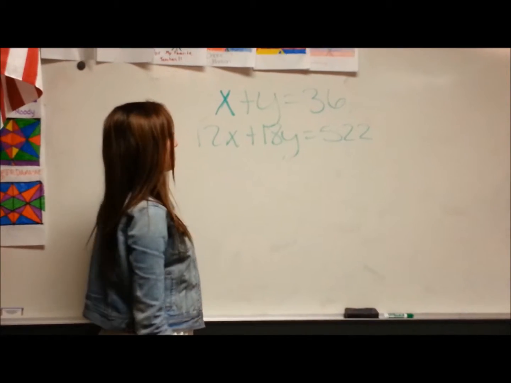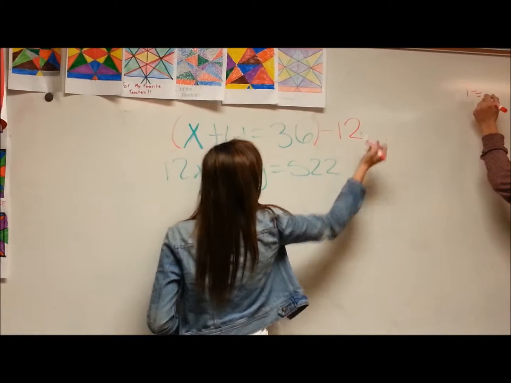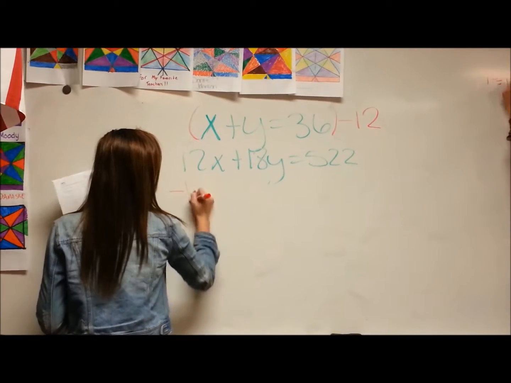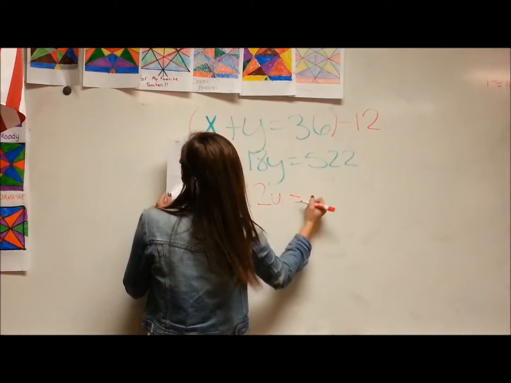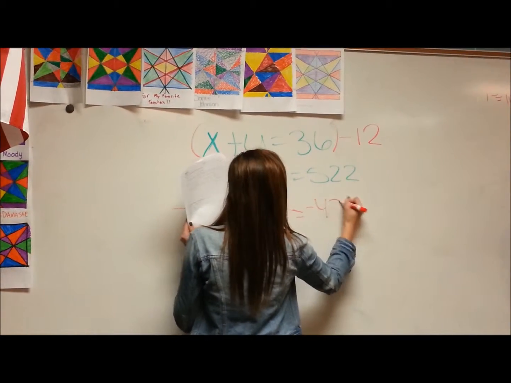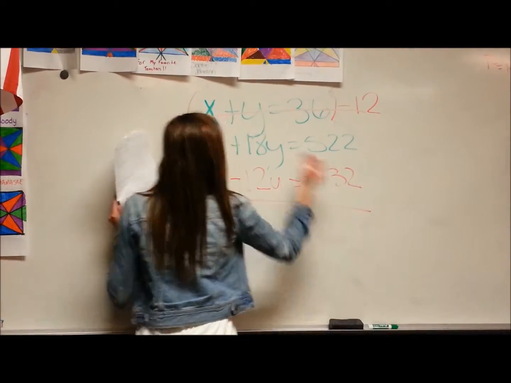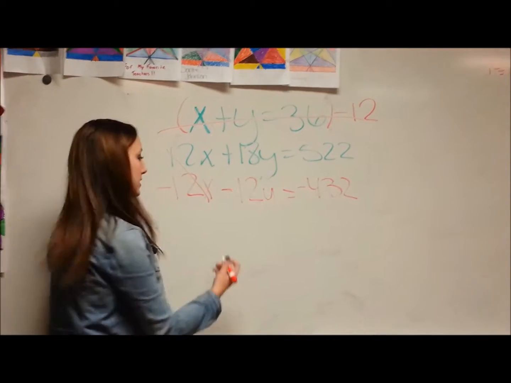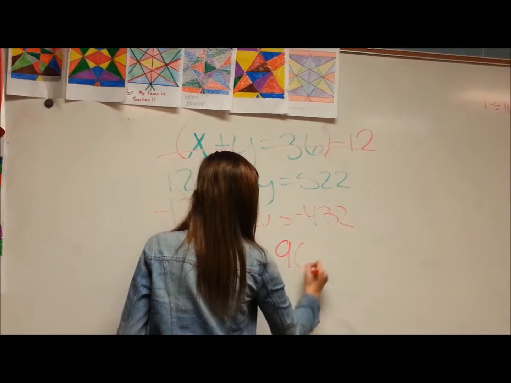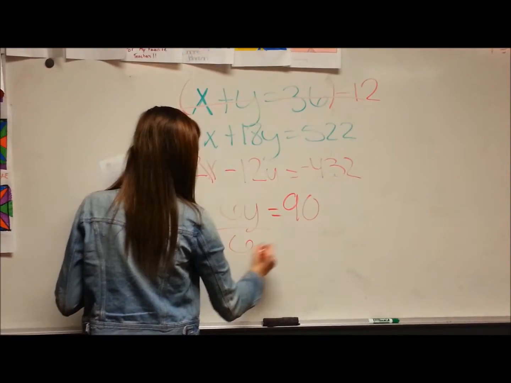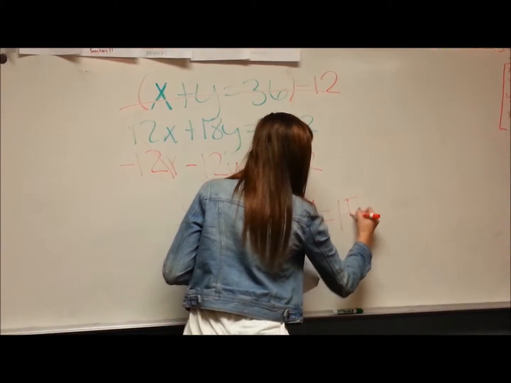Now we're going to solve for the system by using elimination. You're going to multiply the top equation by negative 12, and you're going to bring down your new equation to make it negative 12x minus 12y equals negative 432. You're going to cross out that equation. And then you're going to cancel out your x's. And so then it's going to be 6y equals 90. You're going to divide both sides by 6. And y is going to equal 15.